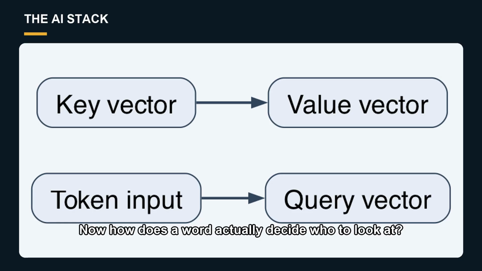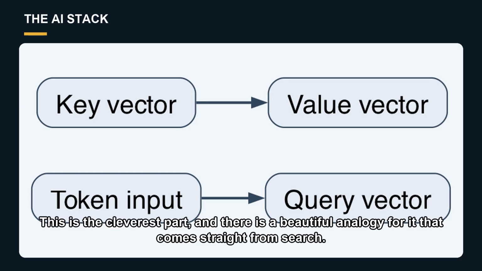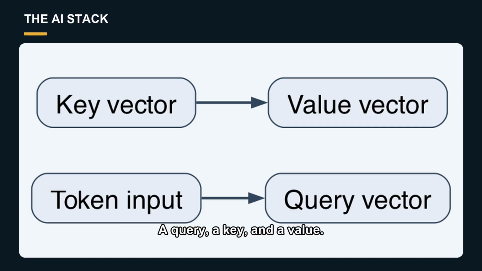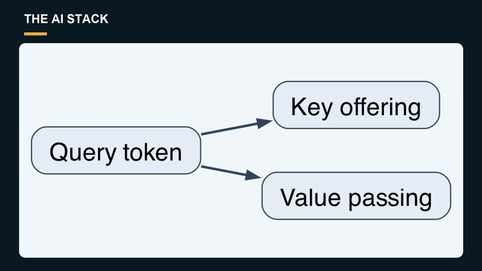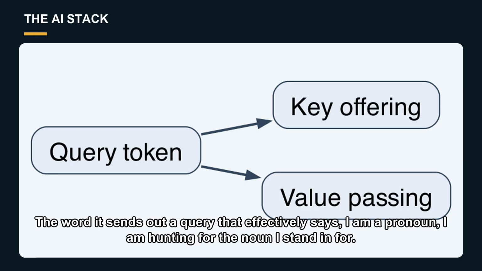Now, how does a word actually decide who to look at? This is the cleverest part, and there is a beautiful analogy for it that comes straight from search. For every token, the model produces 3 different vectors, and the names are worth learning because you will hear them everywhere. A query, a key, and a value. Think of it like dating profiles, or like searching a library. The query is what this token is looking for. The word "it" sends out a query that effectively says, I am a pronoun. I am hunting for the noun I stand in for.